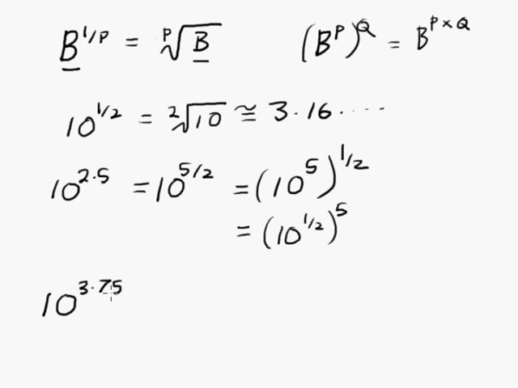Another fractional power, let's take 10 to the power of 3.75. That's the same as 10 to the power of 30 over 8, which can be written as 10 to the power of an eighth, to the power of 30. 10 to the power of an eighth is the eighth root of 10, and then you can just raise that to the power of 30 to get 10 to the power of 3.75.